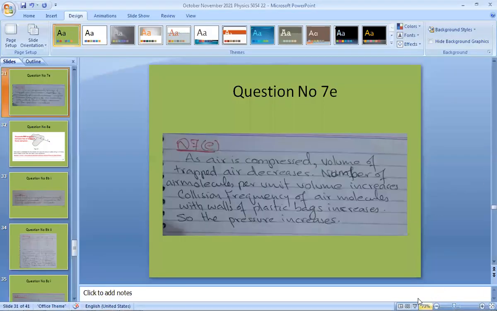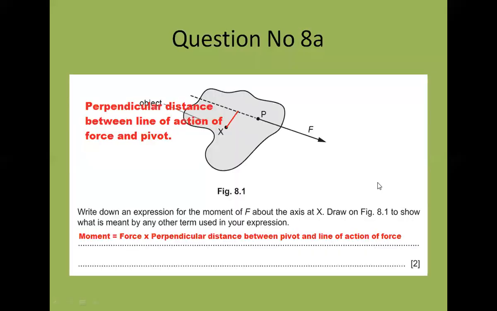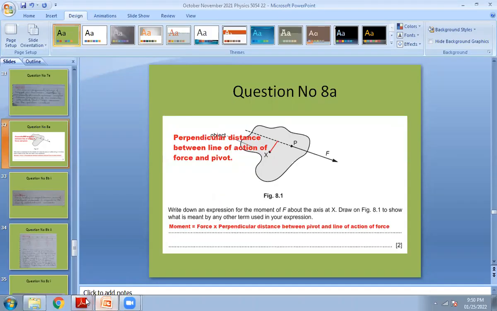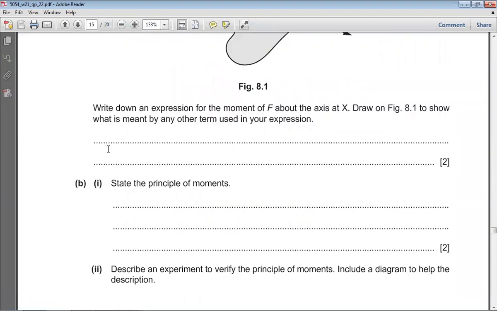Okay, so here we go. Here you have to draw the perpendicular distance between the line of action of the force and the pivot. So this is the moment arm. This red line is the moment arm, the perpendicular distance between the line of action of the force and the pivot. So moment is equal to force multiplied by the perpendicular distance between the pivot and the line of action of the force. So this is our answer. Hopefully you understand. Okay, so we are going to the next question.